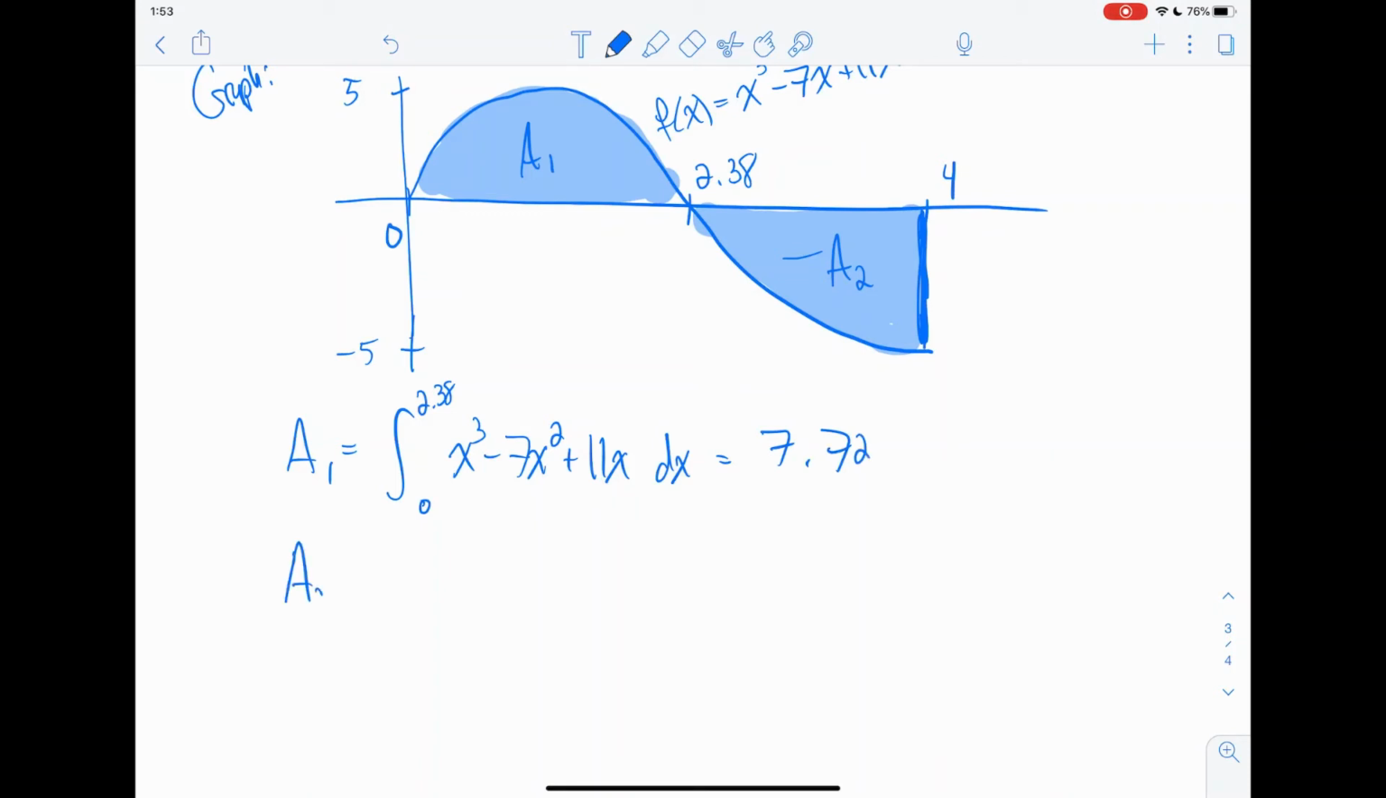Whereas a2, which is going to be this integral over here, so maybe more appropriately I should write that as negative a2. This is the integral of the same function x cubed minus 7x squared plus 11x, but now I'm integrating from 2.38 all the way up to 4 dx. Predictably, when you compute this integral, we should be getting a negative value because this area lies below the x-axis, and indeed we get negative 5.05.